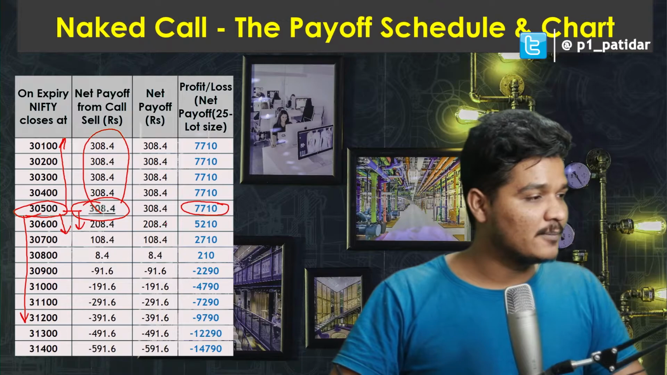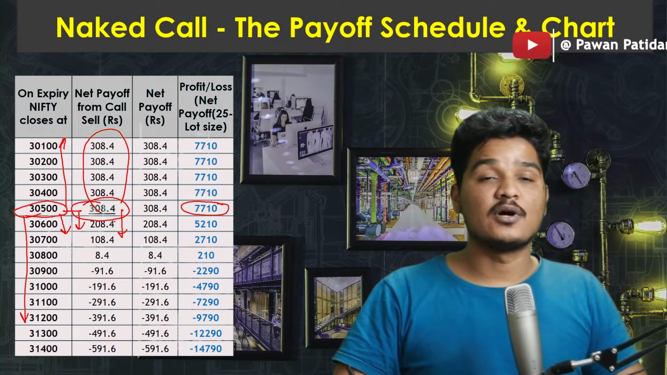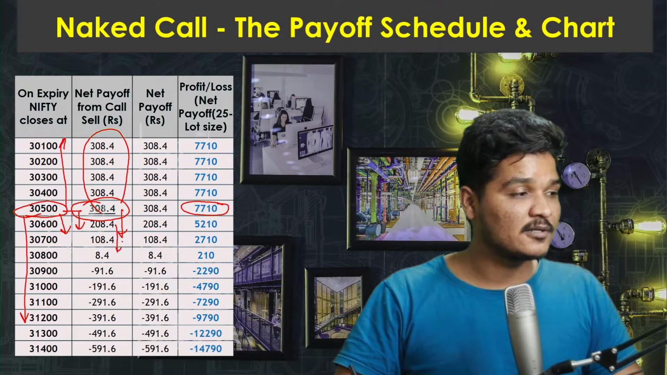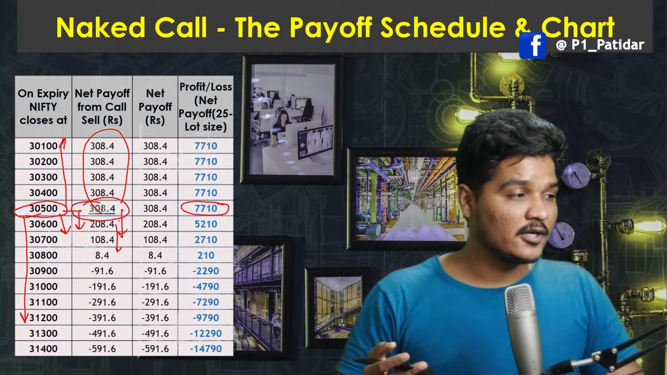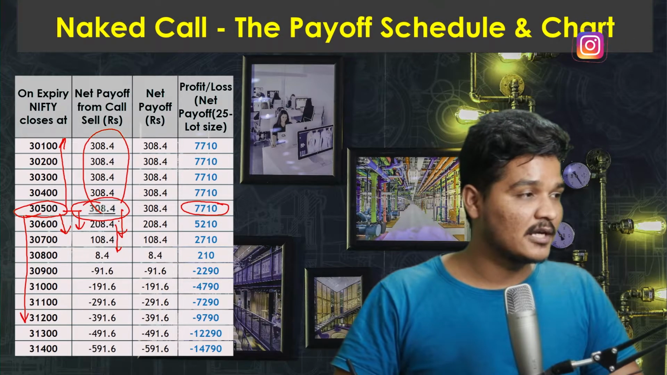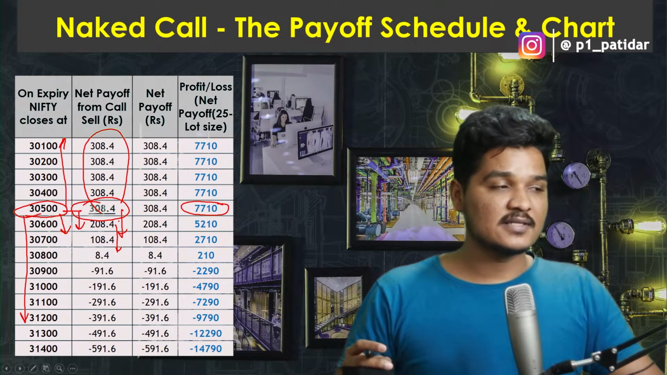If it goes 100 points up, this premium will be reduced by 100 points. If it goes a further 100 points up, then this value is going to reduce a further 100 points. That's how I am calculating net payoff from the call. Now let's see it on the graph.